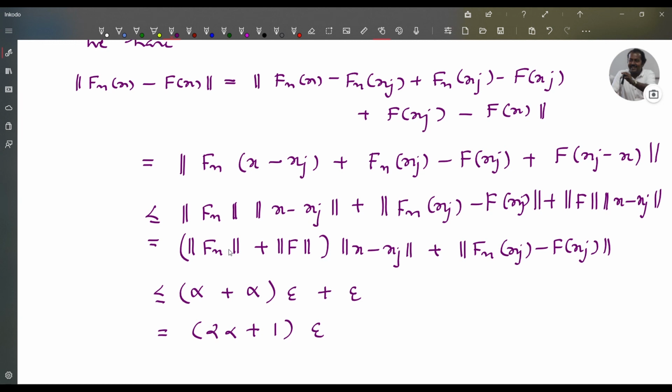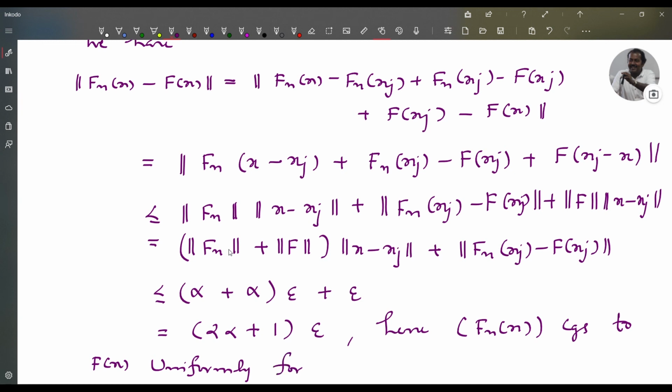Hence, fn(x) converges to f(x) uniformly for x belonging to E. So this proves that theorem, and that's all for today.